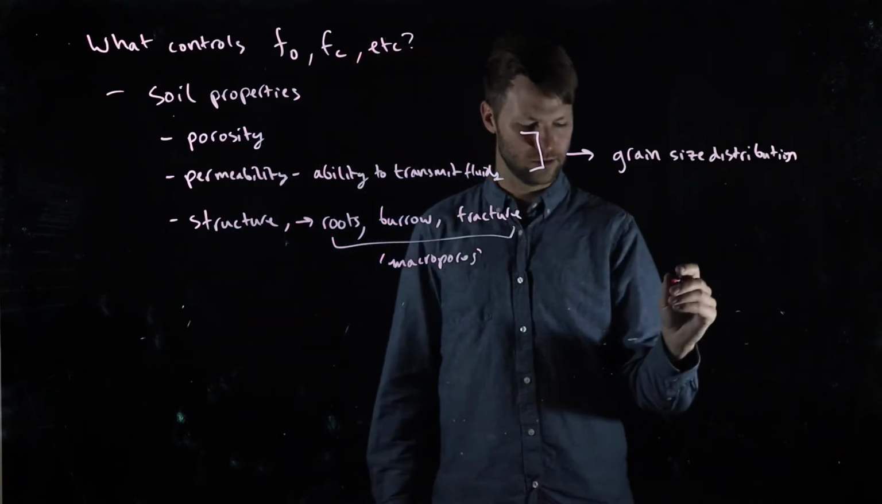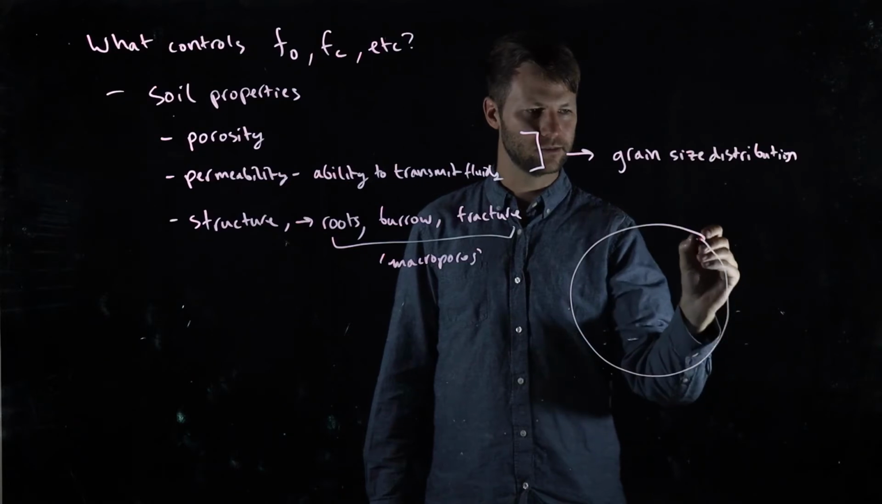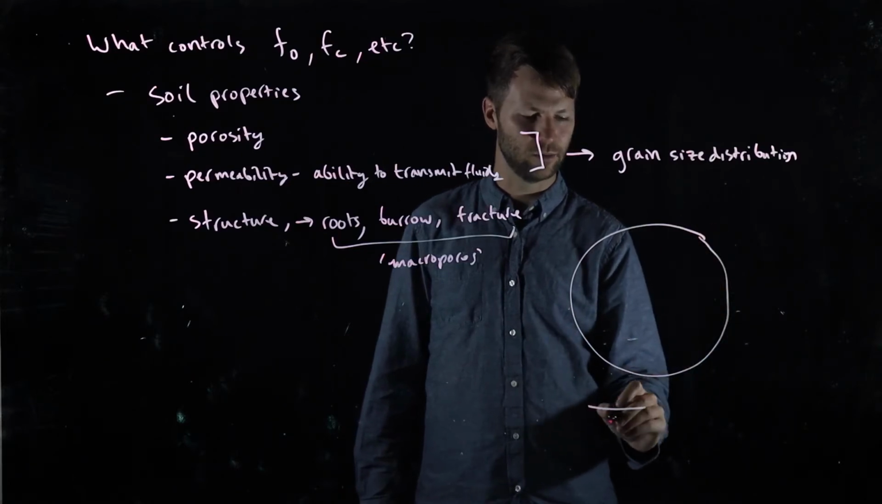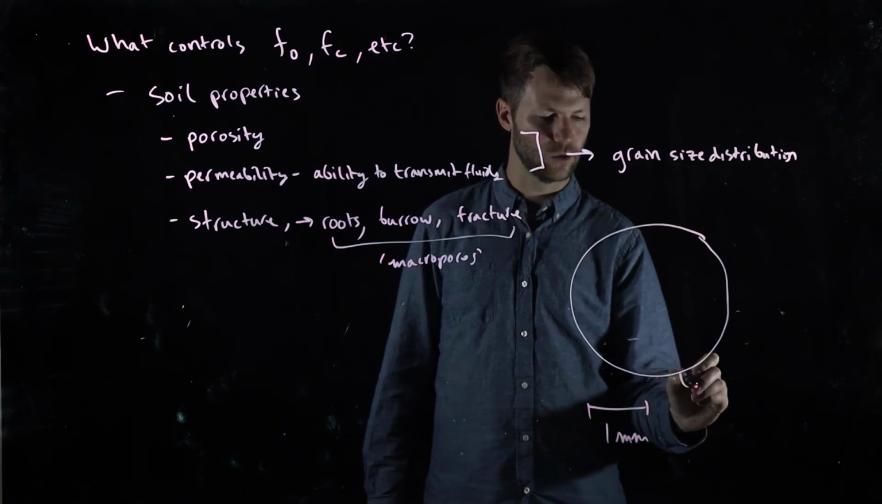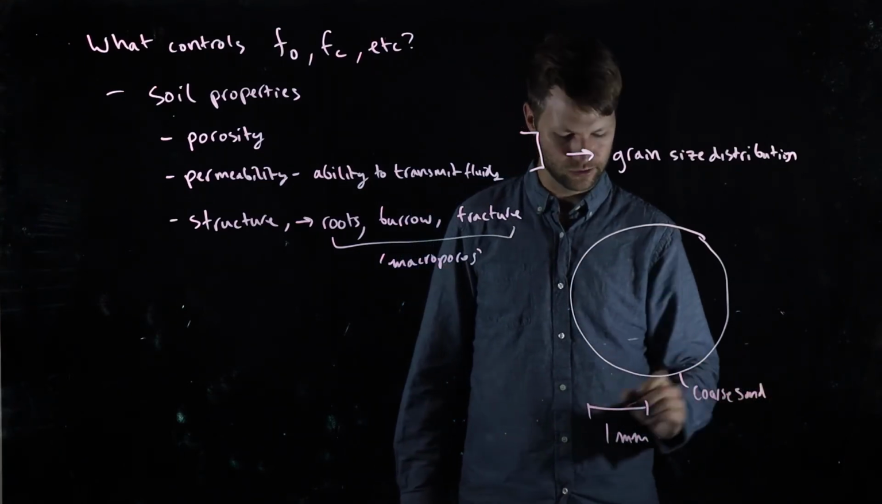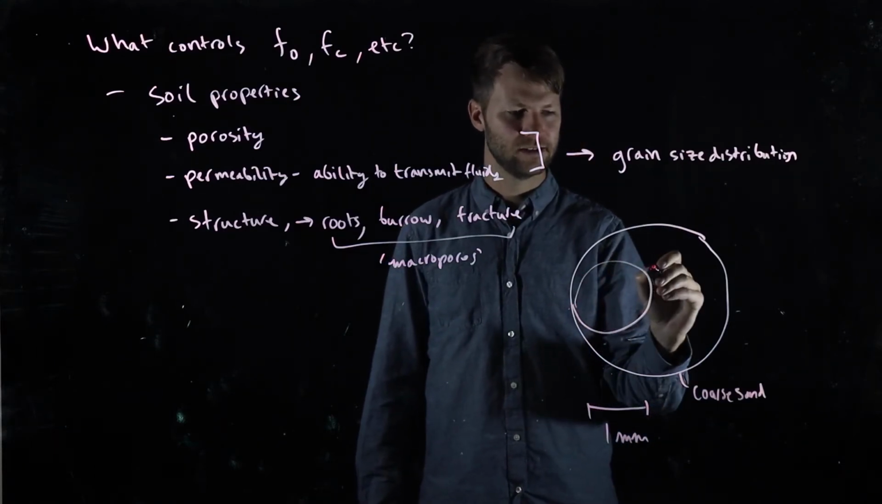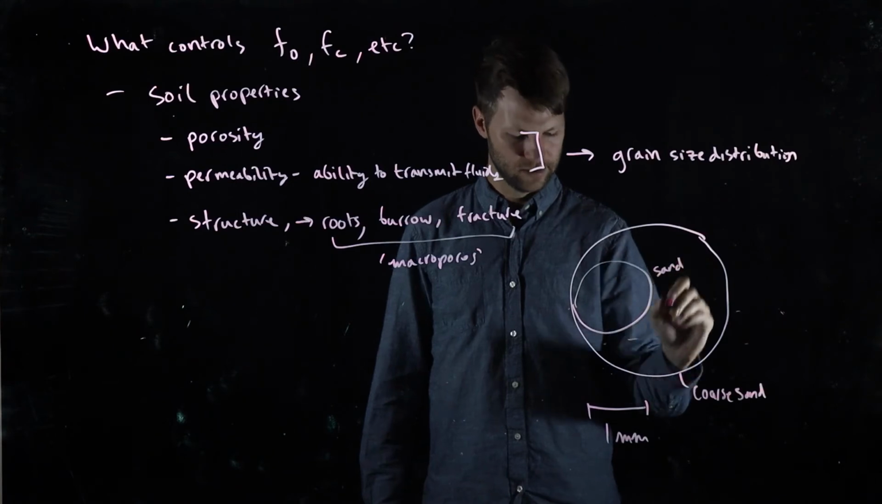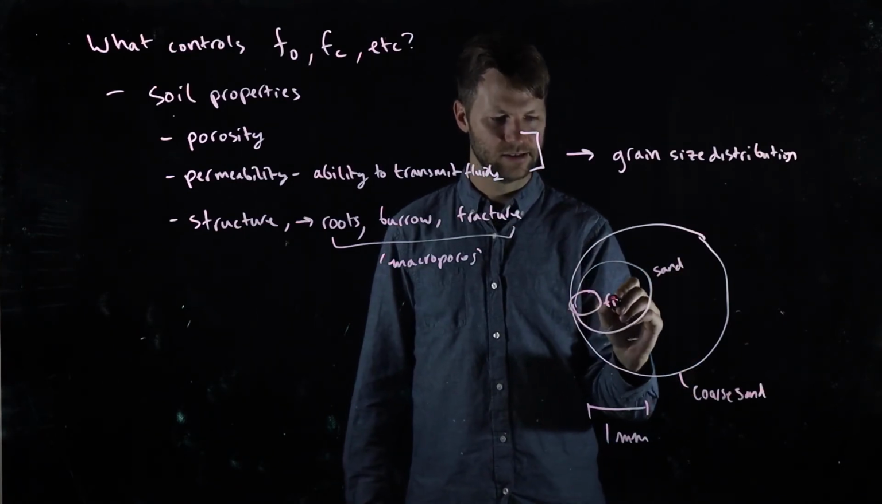I first want to note, though, that if you were to look at a big particle of sand, say this is about 1 millimeter across, so this is a coarse sand, there is a huge range of sizes. So inside here you might have another sand size grain. I could then draw something like a fine sand.